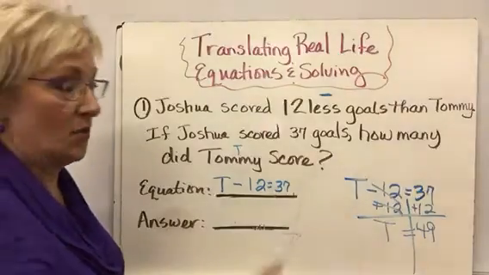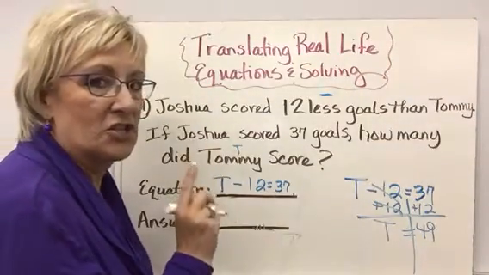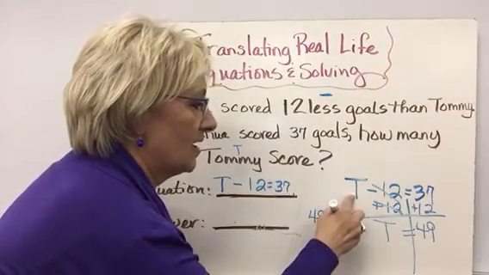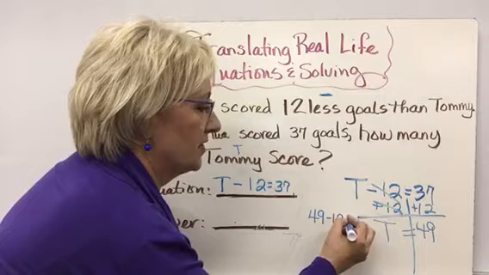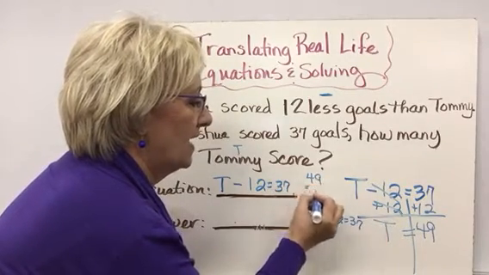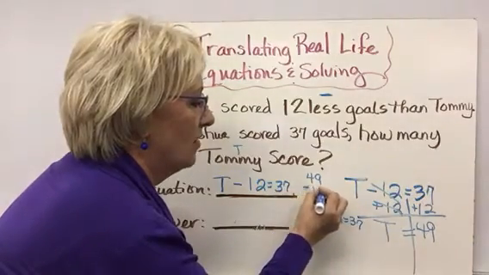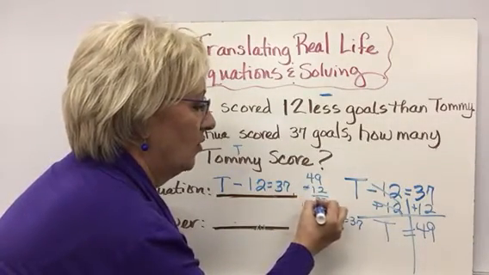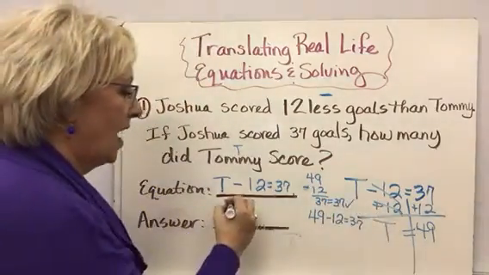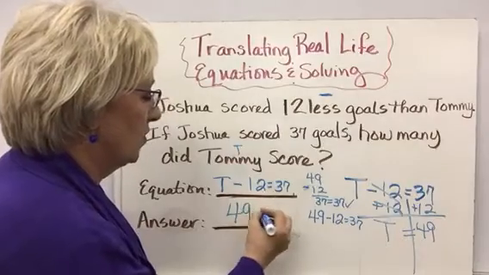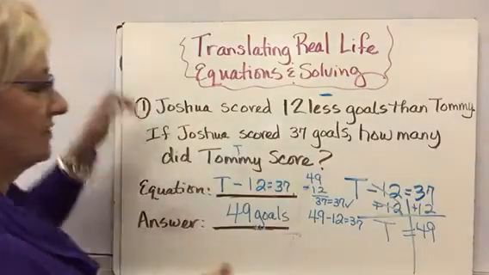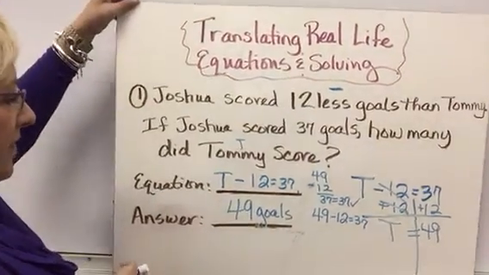Now, according to the way we did our equation, let's go back and check and see if this is right. By checking and putting 49 into the original equation, 49 minus 12 should equal 37. And when I take 49 and minus the 12, it should equal, voila, exactly 37. So that's correct. So I know that Tommy scored 49 goals, okay? I've checked it, so I know it's right, and I can move on from there.